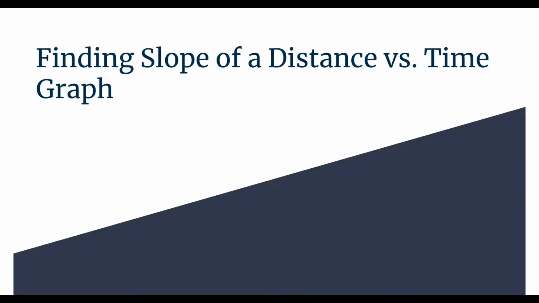Alright, so in this video we're going to talk about finding the slope of a distance versus time graph. Really this will work with any type of graph, but right now we're focused on distance versus time graphs. So we're going to focus on an example that has a distance versus time.